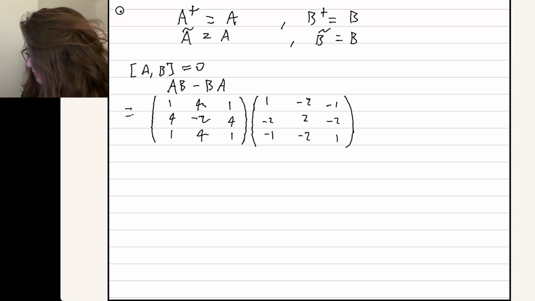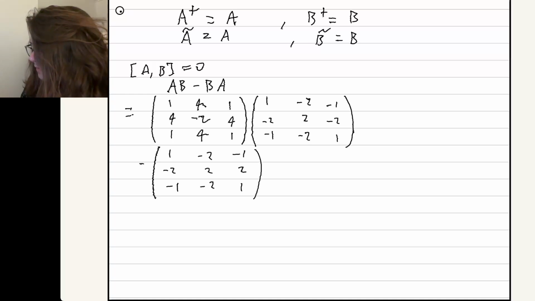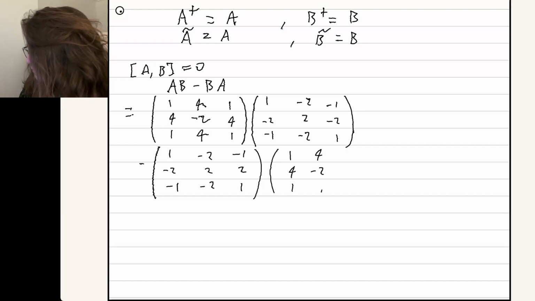And then that's all going to be subtracted by B times A, which is going to be 1 minus 2 minus 1 minus 2, 2 minus 2 minus 1, 2, 1 times 1, 4, 1, 4 minus 2, 4, 1, 4, 1. Right? So that's a terrible equal sign.